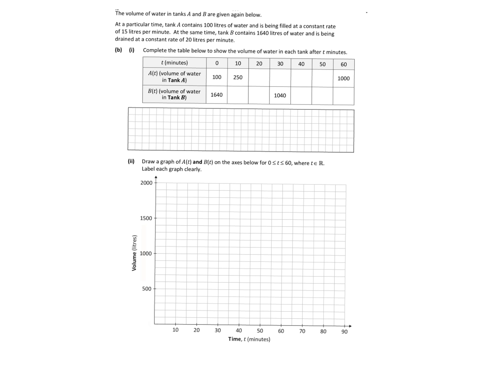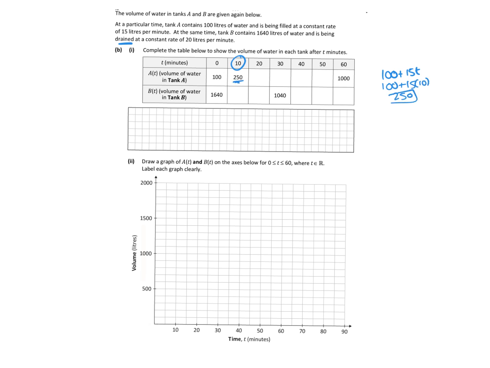Okay, the volume of water in tanks A and B are given below. At a particular time, tank A contains 100 litres and has been filled at a constant rate of 15 litres per minute. At the same time, tank B contains 1,640 litres and is being drained at a constant rate of 20 litres per minute. Complete the table below. Okay, so you have your formulas now. Your formula for this one here was 100 plus 15t. So if t is 10, it would be 100 plus 15 times 10, which would be 250.